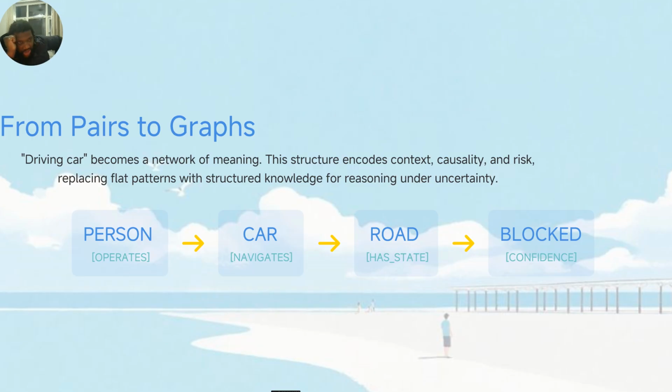So, what does that mean? A person operates a car, navigates, a road has state, and a block has confidence. So for example, the person operates, I am driving a car, and the car navigates, moves from A to B. The road has a red light. The car has a confidence score. If I'm blocked, I have the confidence to do something else about the red light, so I can turn on the next junction before I get to the junction where the red light is.